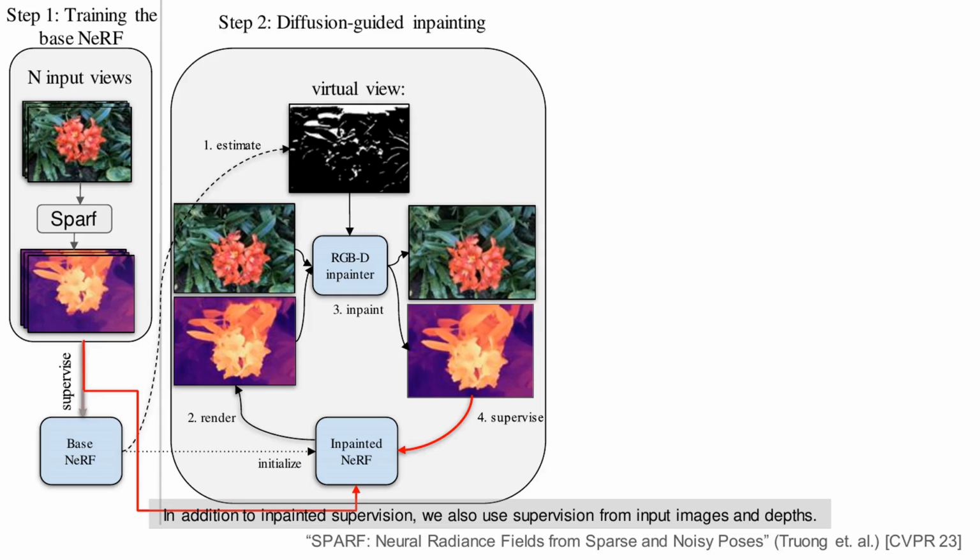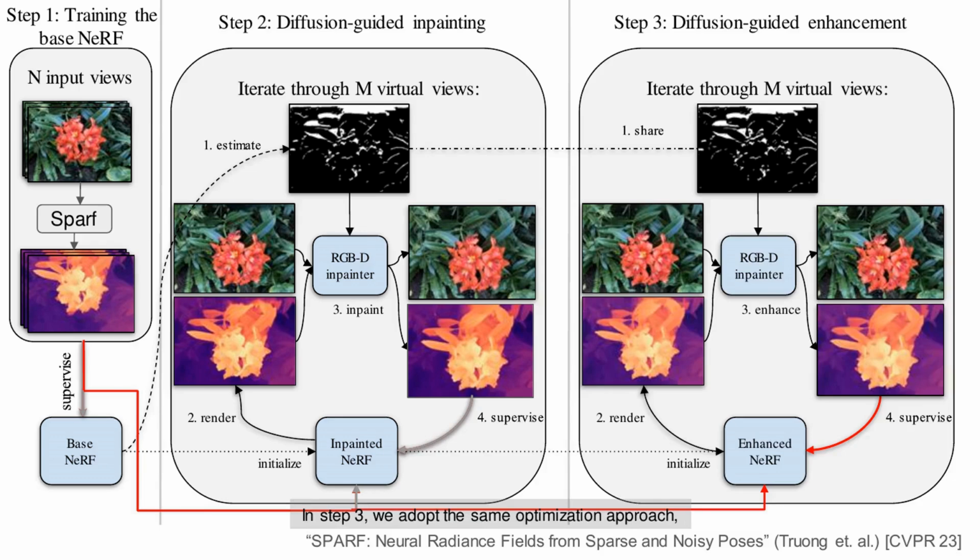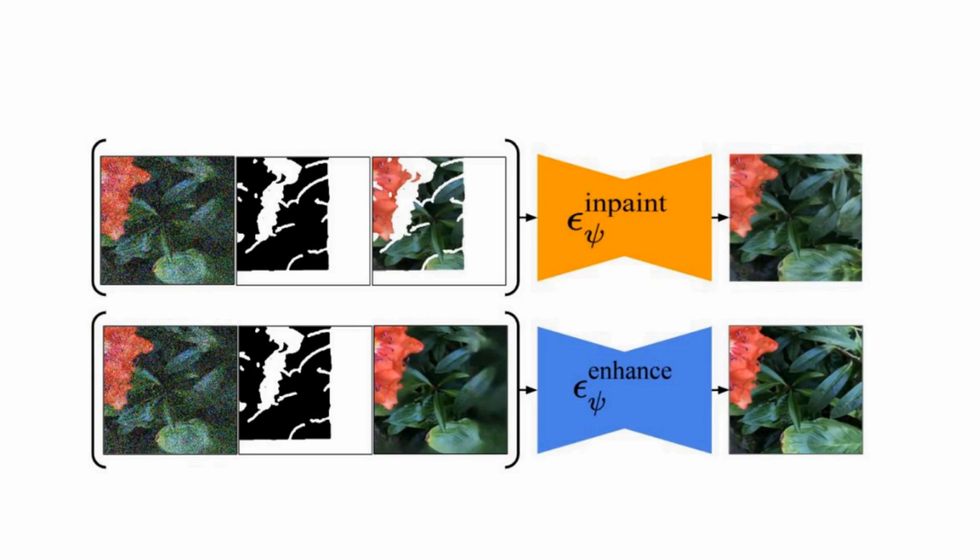In addition to in-painted supervision, we also use supervision from input images and depths. We iterate this optimization through m different virtual views repeatedly. In step 3, we adopt the same optimization approach, but replace the RGBD inpainter with an RGBD enhancer for the supervision. Here, we describe our RGBD inpainter and enhancer in detail.